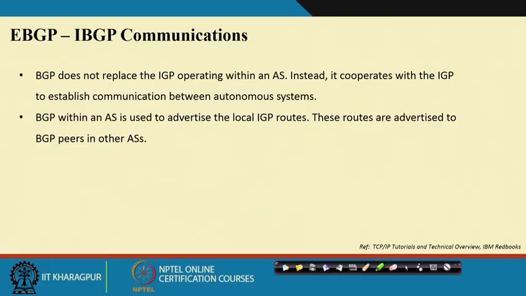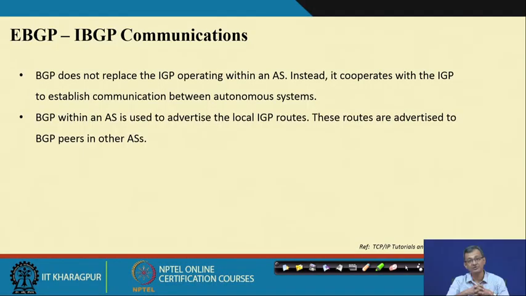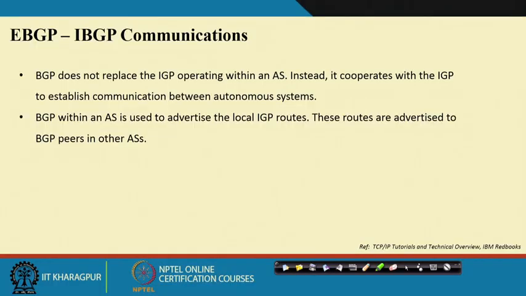Instead, what we are saying is that it coordinates or cooperates with the IGP to establish communication between the autonomous systems. BGP within the AS is used to advertise the local IGP routes, because within the AS that is the predominant one. These routes are advertised to BGP peers in other ASes, so this has to be known to the BGP peers in the other AS.